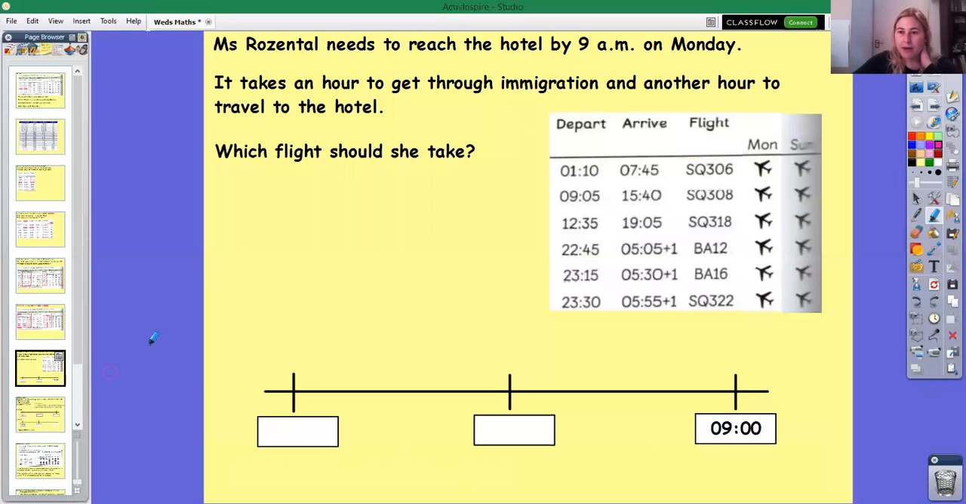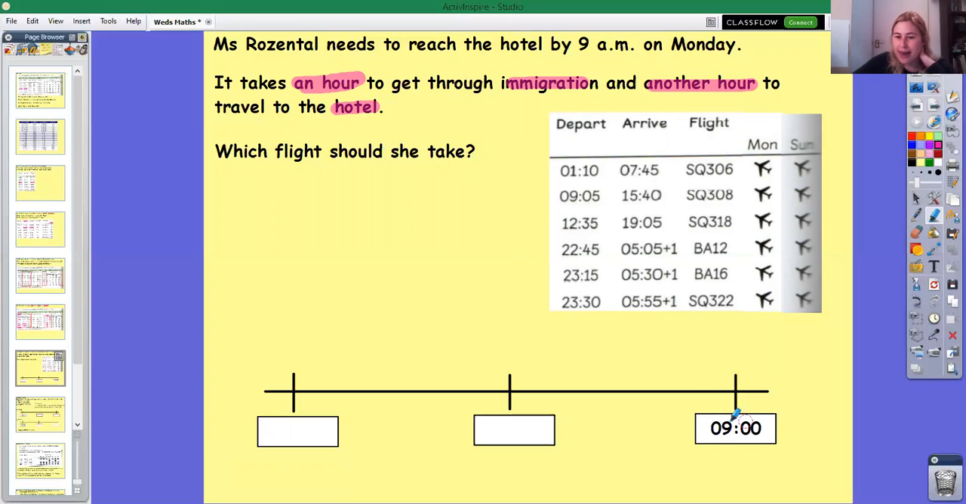Okay. I want to just talk about calculating some time durations, because you might have some questions like this. Ms. Rosenthal needs to reach the hotel by 9 a.m. on Monday. So this is something happening after I've landed. So let's look. It takes 1 hour, so that's 60 minutes to get through immigration, and another hour to travel to the hotel. And it says, which flight should I take?